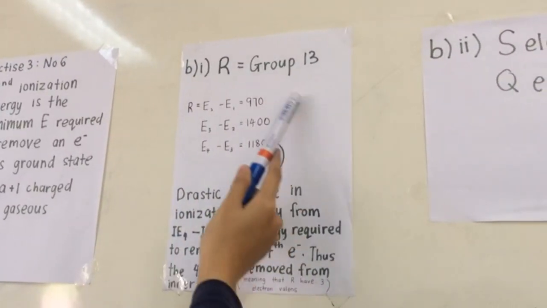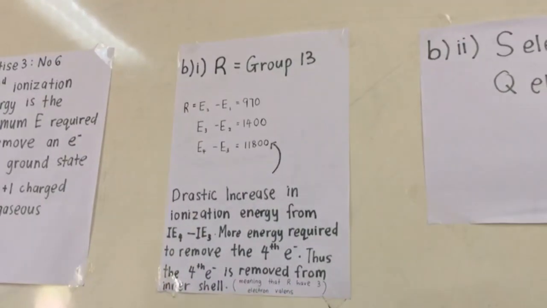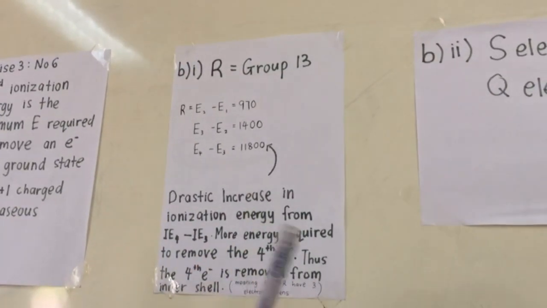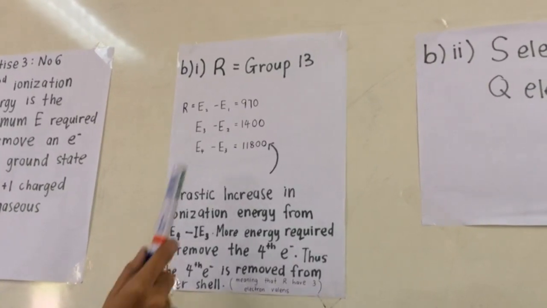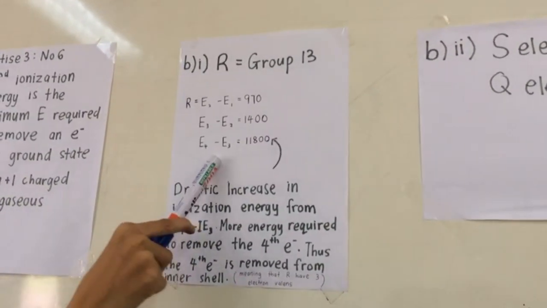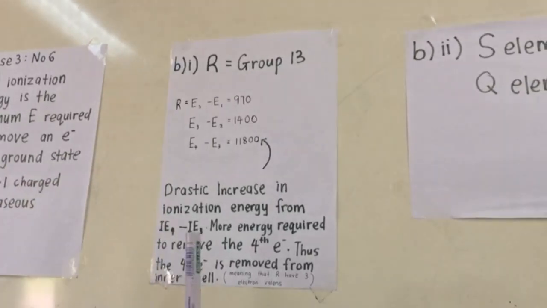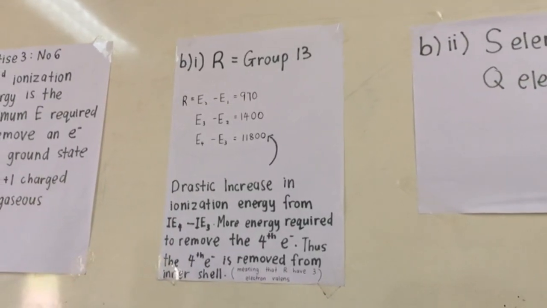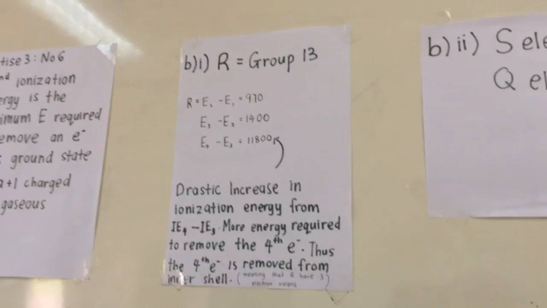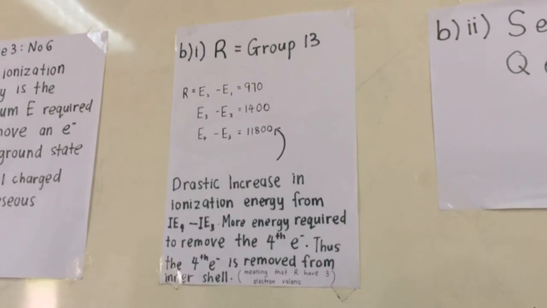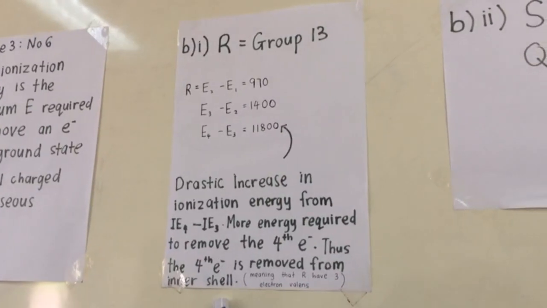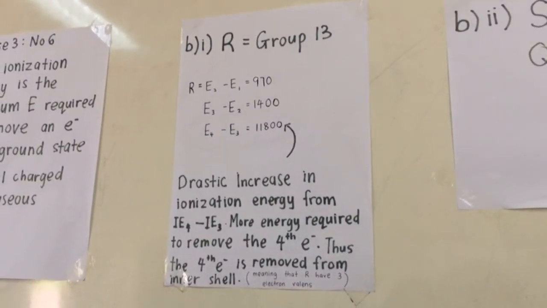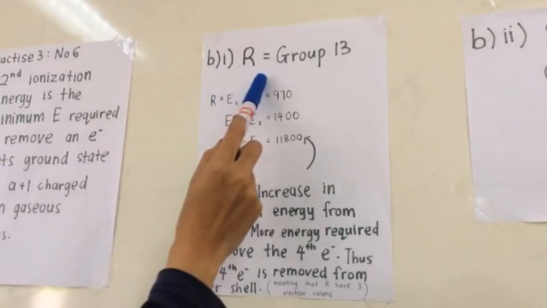From the table, we can deduce the group of element R by finding the difference of the ionization energies of element R. You can see here there is a drastic increase in ionization energy from ionization energy 3 to ionization energy 4. More energy is required to remove the 4th electron. Thus, the 4th electron is removed from the inner shell, meaning that R has 3 valence electrons. So here we can find the answer that R is from group 13.